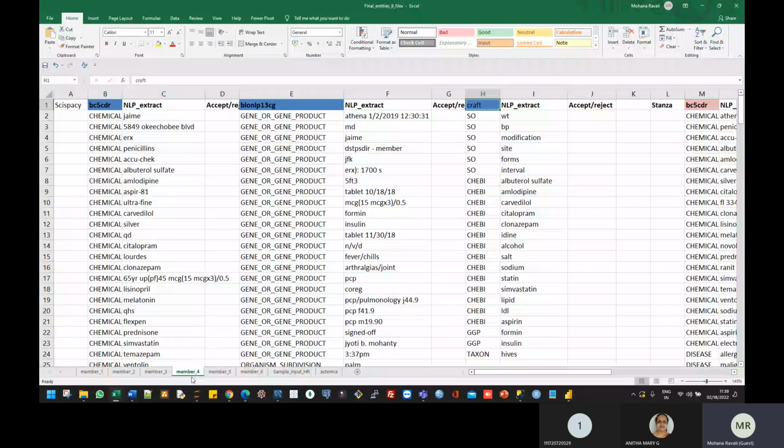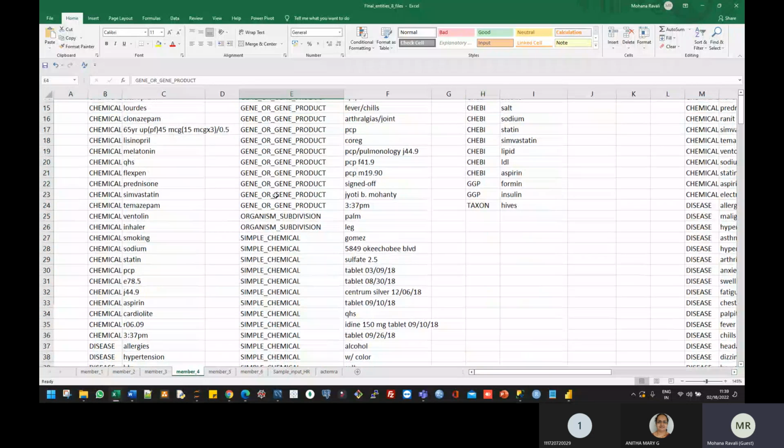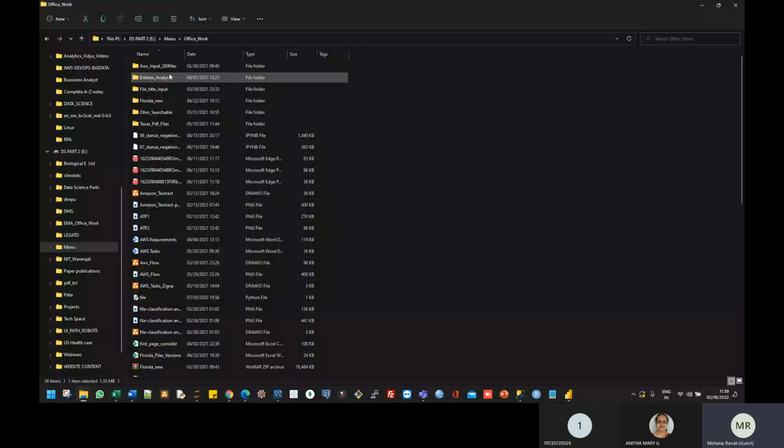Here, BC5CDR is identifying these words as chemical and so on. Now here, BioNLP CG is extracting this, but it is also giving me some extra words, that is in the final entities file. This is one second. Analysis file, entity analysis, start for model comparison.